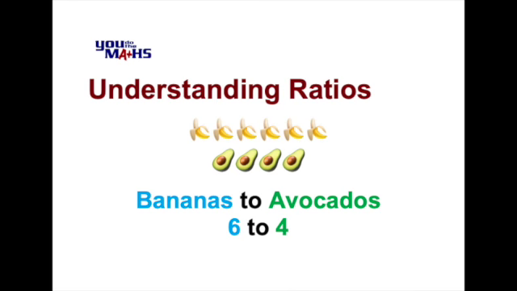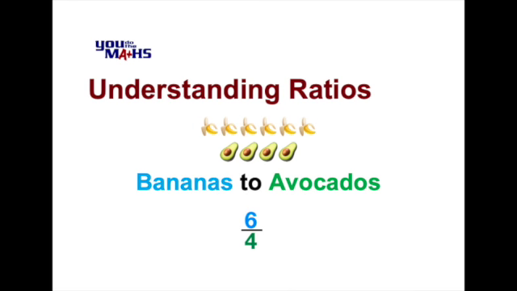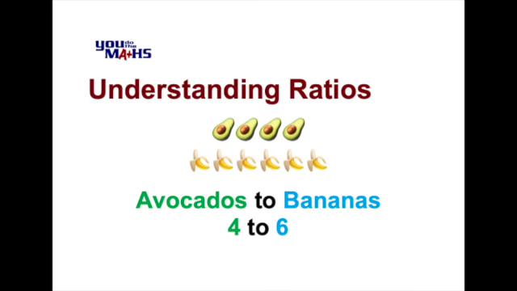Now there's other ways to express that ratio. We could use a colon, in other words 2 dots, and that also means a ratio of 6 to 4. And we can express it as a fraction, so 6 over 4. If we were to rearrange the order of the words, in other words talk about a ratio of avocados to bananas, we'd express the ratio as 4 to 6.